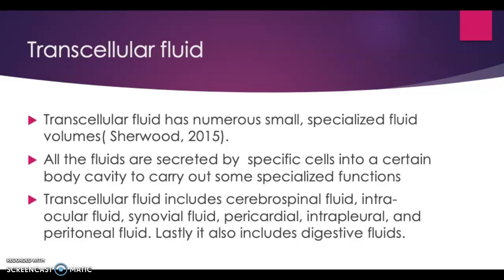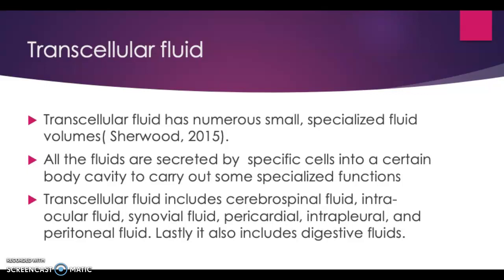And this is the second minor compartment, which is transcellular fluid. Transcellular fluid consists of a number of small specialized fluid volumes, all of which are secreted by a specific cell into a particular body cavity to perform some specialized functions. A few of those compartments of specialized function for transcellular fluid include cerebrospinal fluid, surrounding, cushioning and nourishing the brain and the spinal cord.